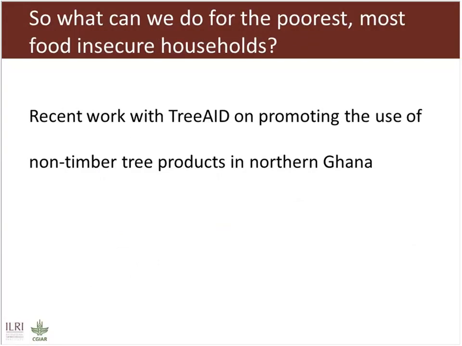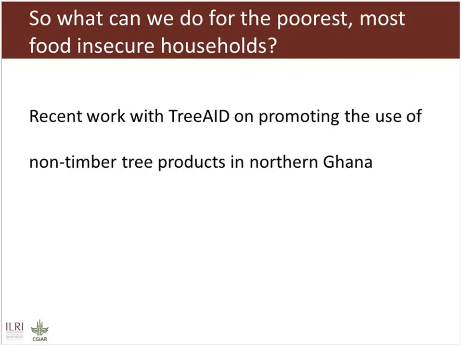Of course, the poorest, most food insecure households didn't have access to off-farm income. To make them food secure with agricultural interventions is very difficult, given the fact they have very little productive resources, a limited amount of land, limited amount of livestock. So what can we do for those households, actually?